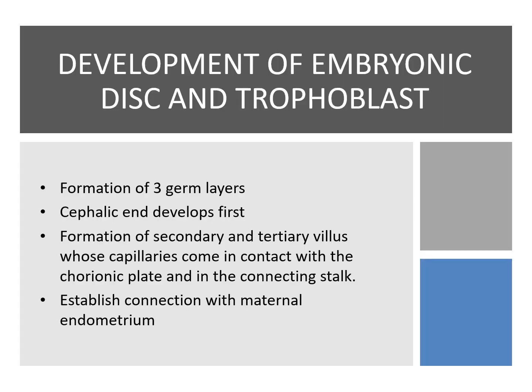Now, what about the development of the trophoblast during the third week? By this time, as mentioned earlier, there's the formation of the three germ layers. And remember, the cephalic end would develop first. Also important would be the formation of the secondary and the tertiary villus, whose capillaries will eventually come in contact with the chorionic plate and also the connecting stalk, so that you will now form the umbilical cord. And now there will also be an established connection with the maternal endometrium, such that the embryo would be completely embedded at this time.